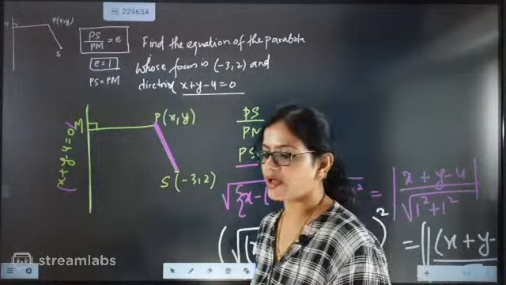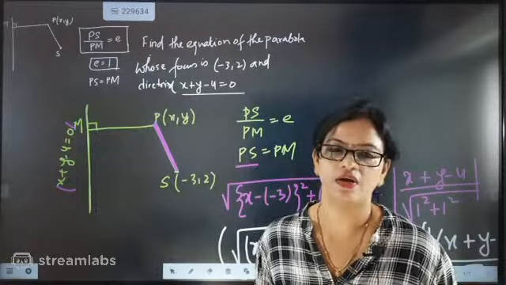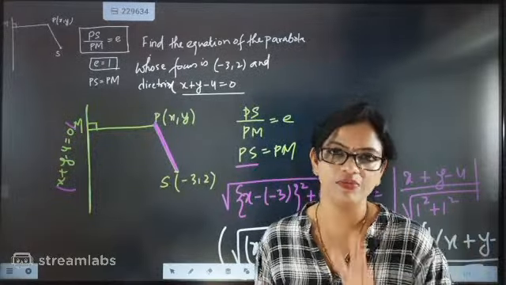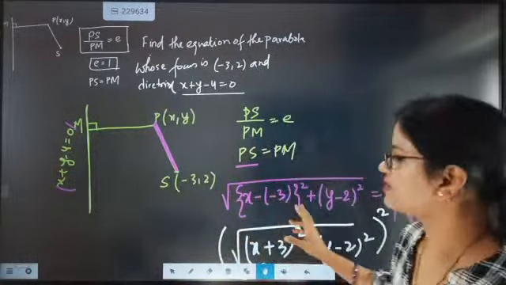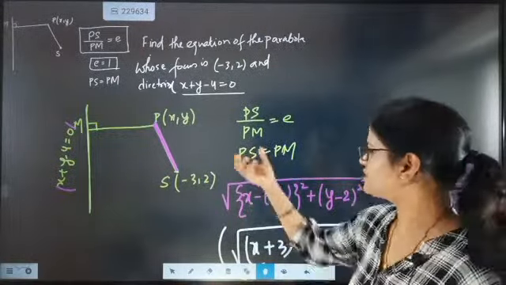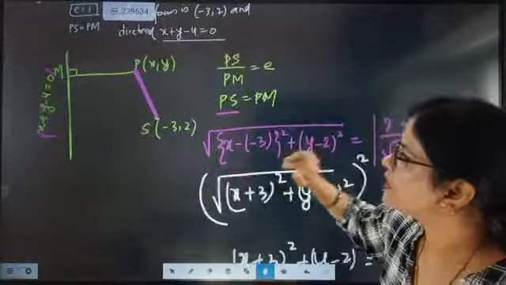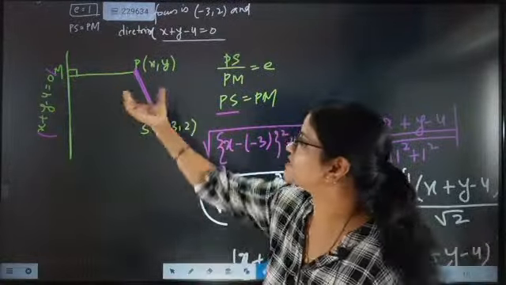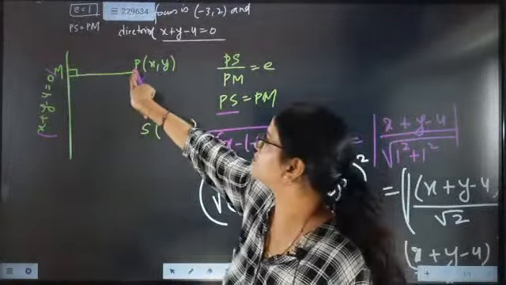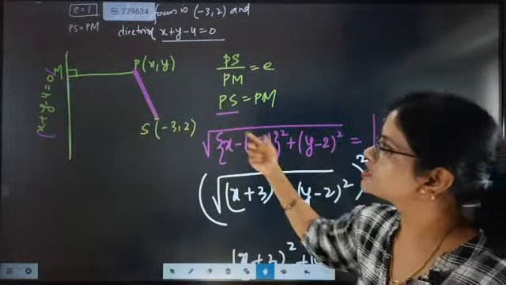Now we know that in a parabola, eccentricity means PS by PM, the fixed ratio, which is exactly 1. So PS equal to PM we have written. Once we have written PS equal to PM, our work is to find PS and PM. PS is the distance between these two points, beta. So we use the distance formula. What is the distance formula?